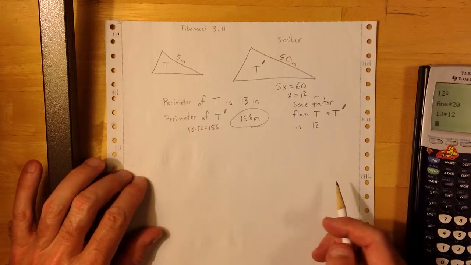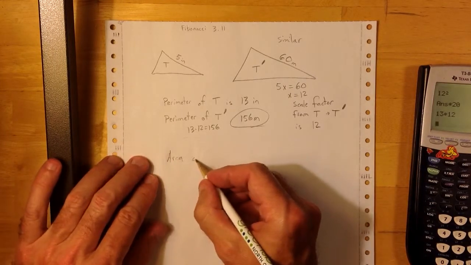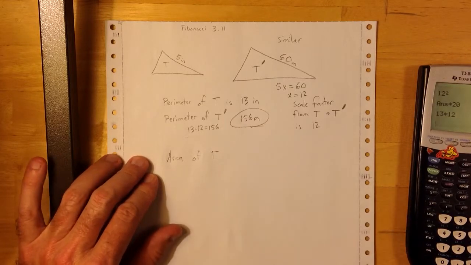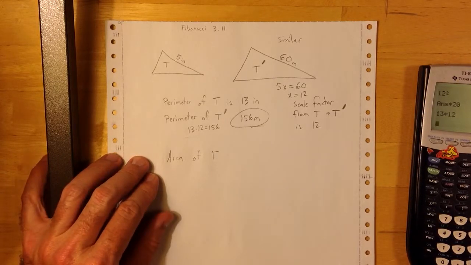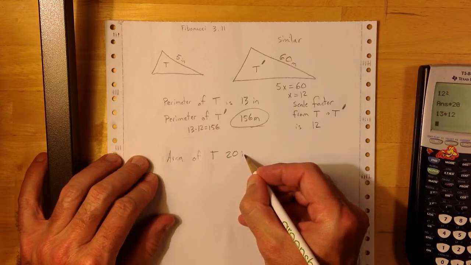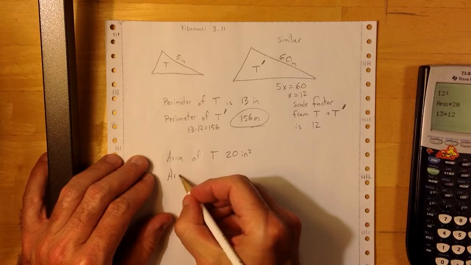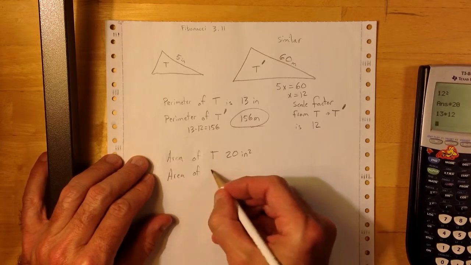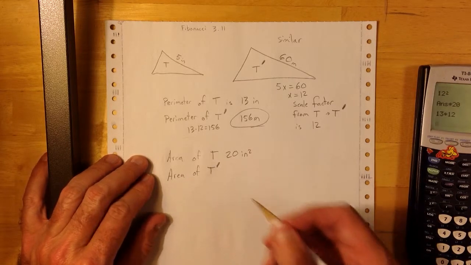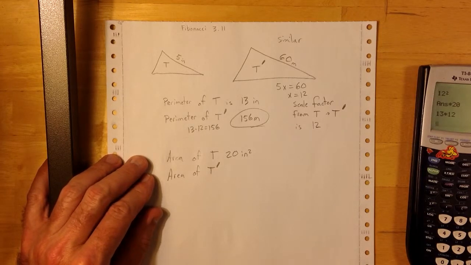Alright, good. So now we're on to area. The area of T is provided for us, and the area of T is 20 square inches. So we need to find out what is the area of T prime. That's our next question. Of course, it's going to be in square meters also.